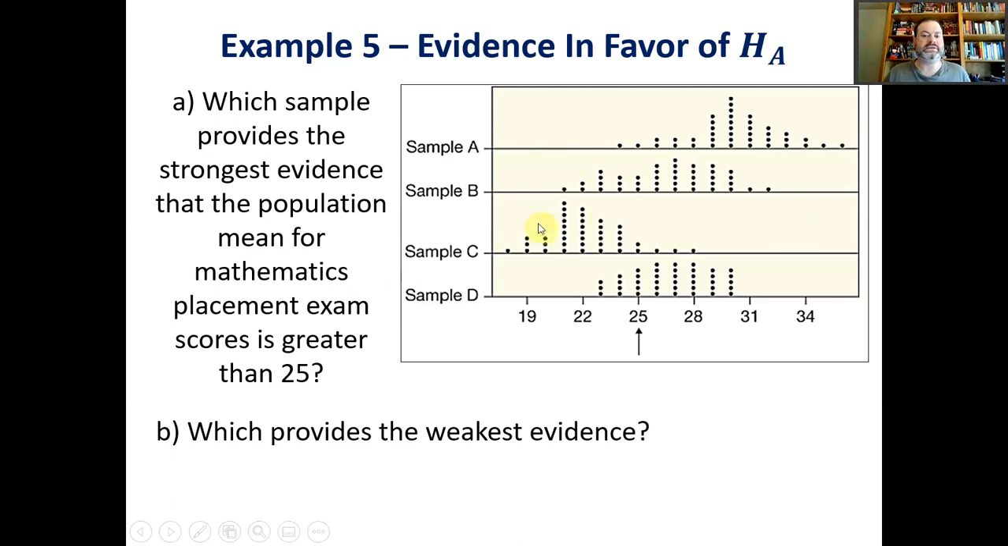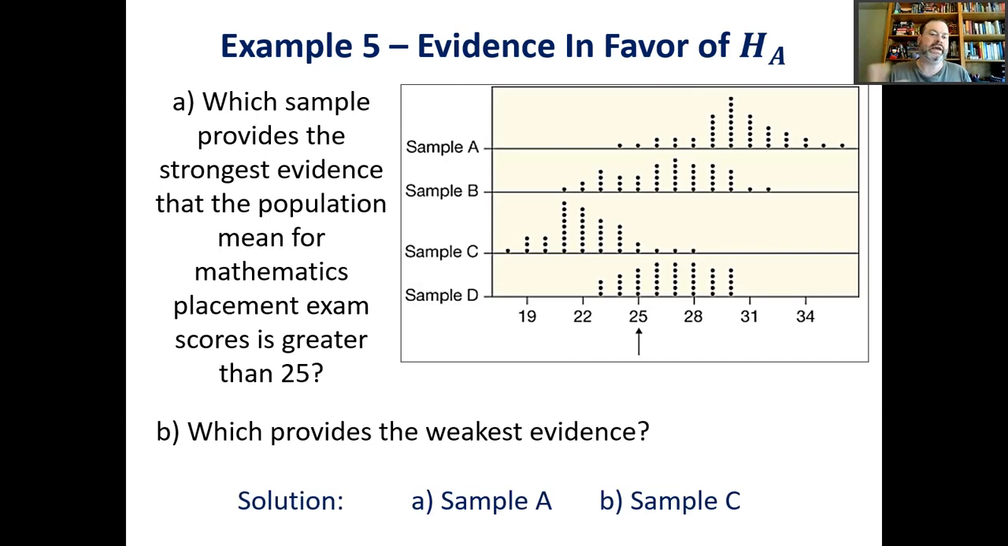Which is providing the weakest evidence? Well, this one is providing the weakest evidence because it's going the wrong way. The average here is below 25. If we're looking for evidence that exam scores are above 25, then a sample below 25 is not really providing strong evidence. So sample A is the strongest evidence that the alternative hypothesis is true, and sample C would provide the weakest evidence, or no evidence at all. There's really no way for us to distinguish weak and zero evidence, so we'll just say weakest, just to be safe, because we don't know if it's zero evidence.